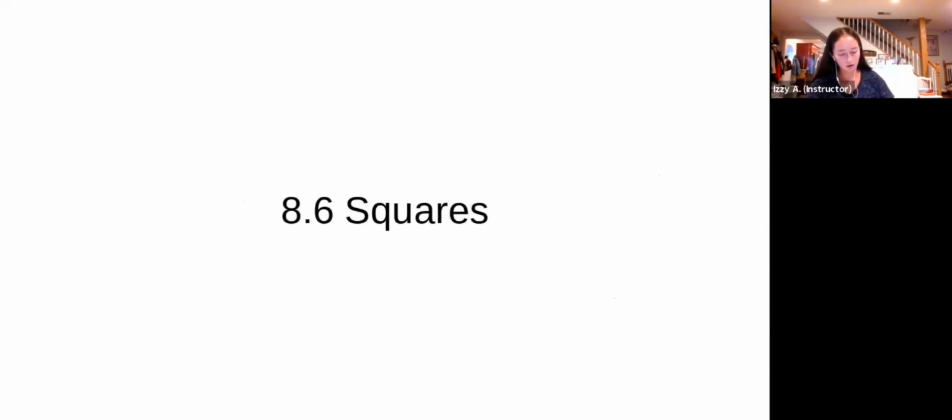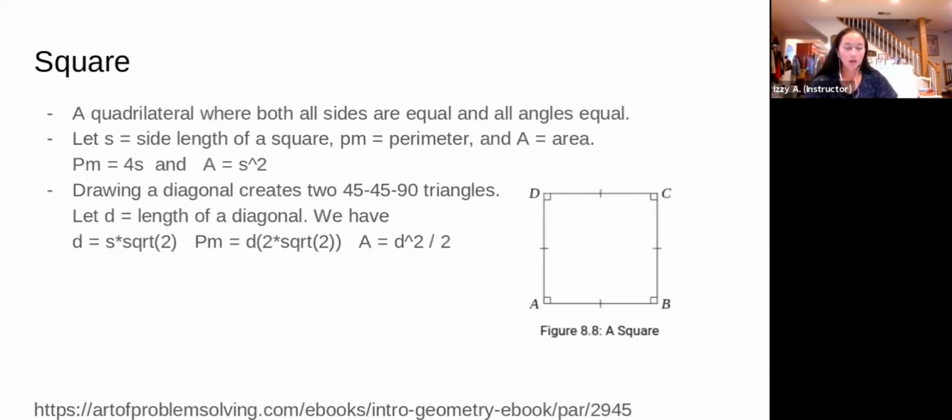Next we're going to learn about squares. A square is a quadrilateral where all sides are equal and all angles are equal. Let S equal side length of a square, PM equal perimeter, and A equal area. These are just abbreviations for the following formulas. Perimeter would be equal to S plus S plus S plus S, or 4 times S, and area would be side times side, so S squared.